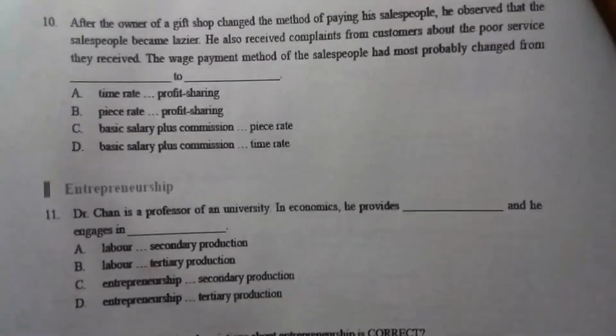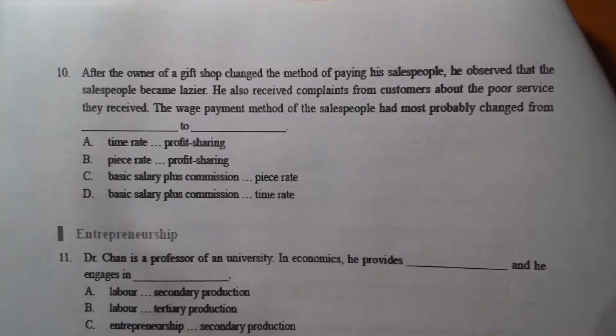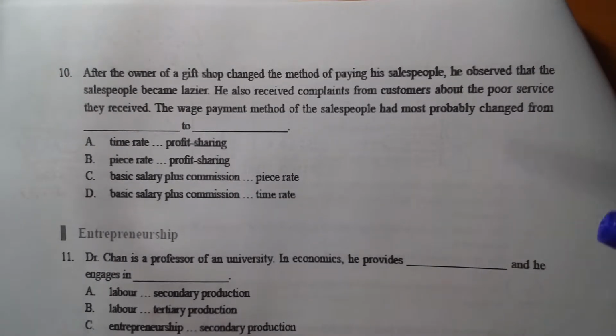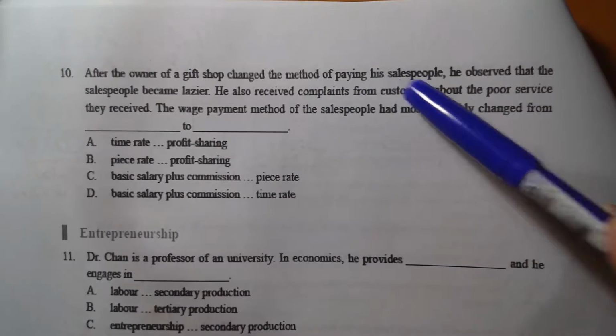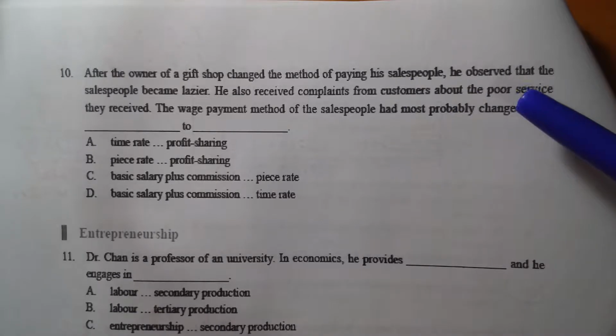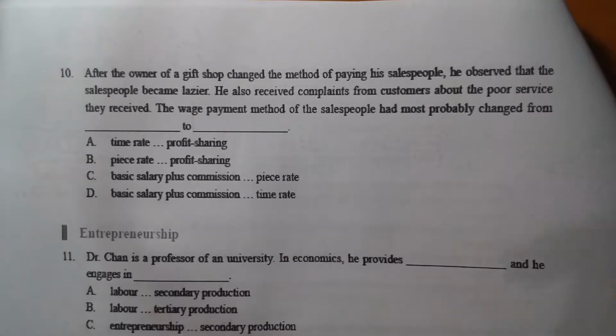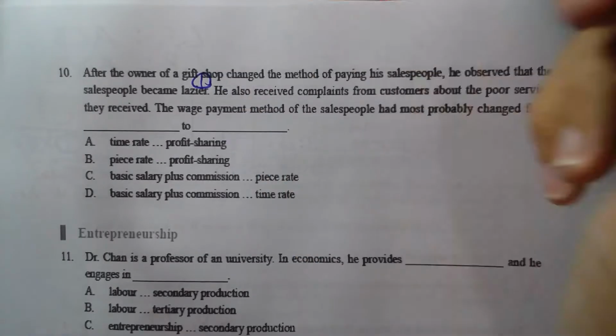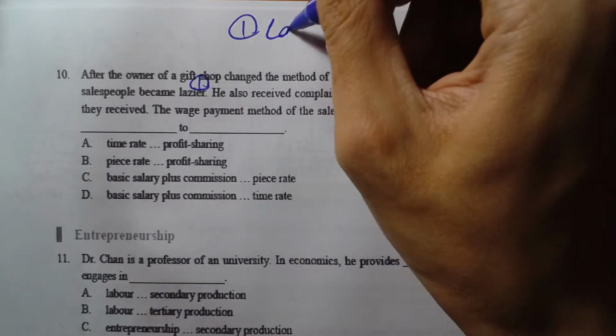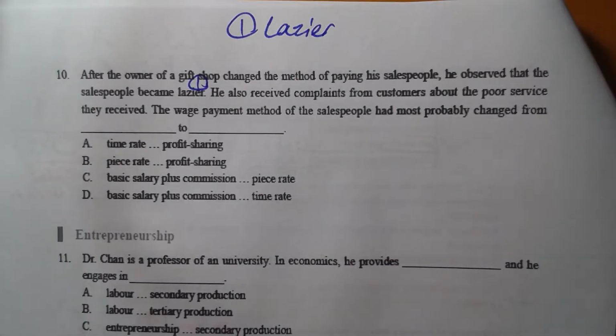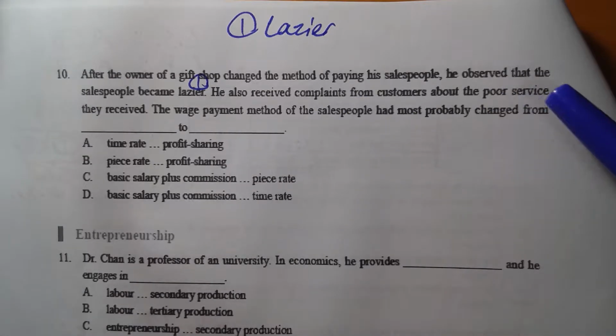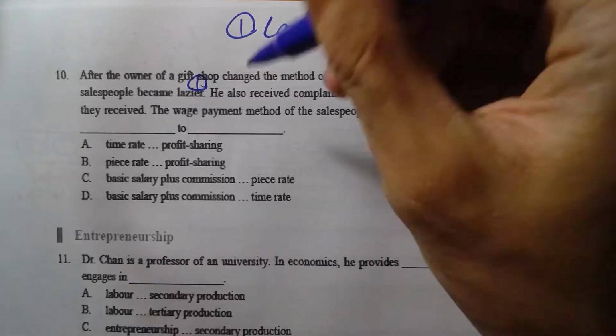Let us keep moving on and let's try to finish this video quickly, okay? Now, next question. After the owner of a shop changed the method of paying, he observed that people become lazier. First, 懶咗啊, let's write it out. Lazier 懶咗啦, right?